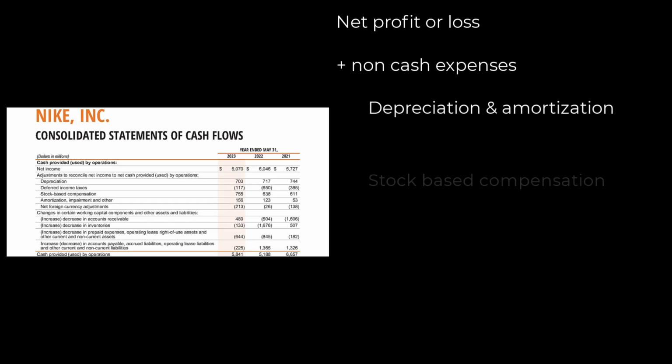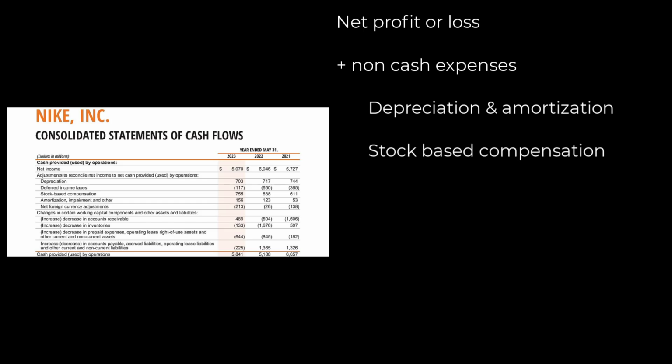In the indirect method, you start with net profit or loss, which is taken directly from the income statement. You then add back all the non-cash expenses. Non-cash expenses are expenses that are recorded on the income statement but where no cash flowed out of the business. Depreciation and amortization and stock-based compensation are the most likely culprits.